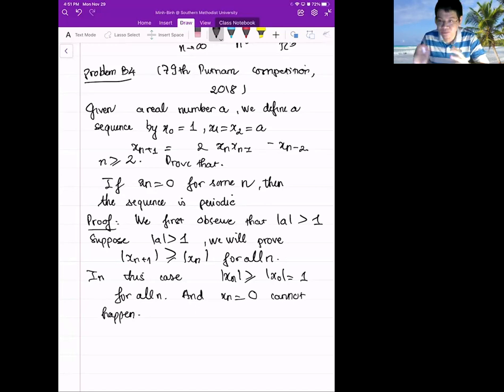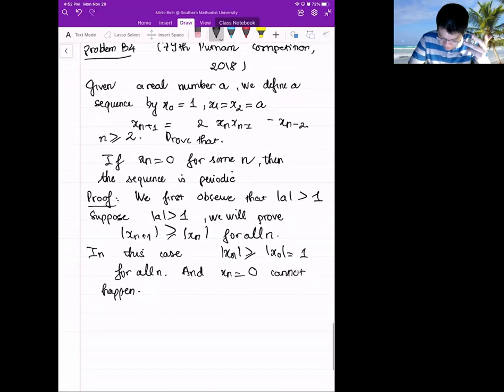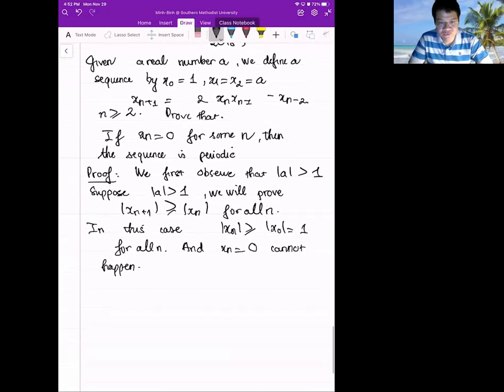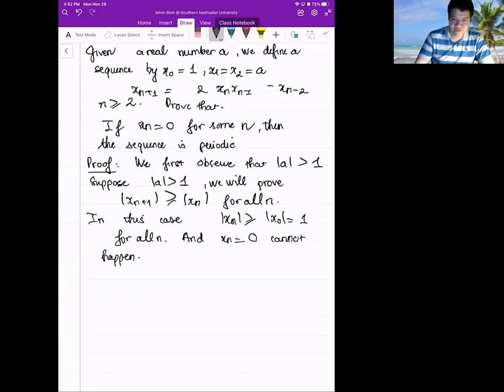All right. So first we observe that A has to be bigger than 1. Otherwise, x_{n+1} is bigger than x_n for all n, and in this case, x_n will be bigger than 1, and the case that x_n is equal to 0 cannot happen. All right. So to prove this, we're going to prove by induction.